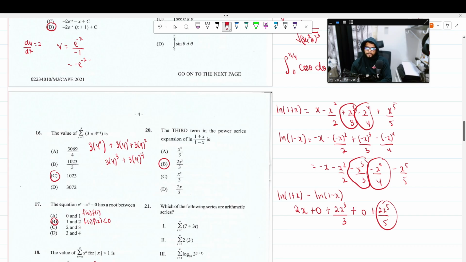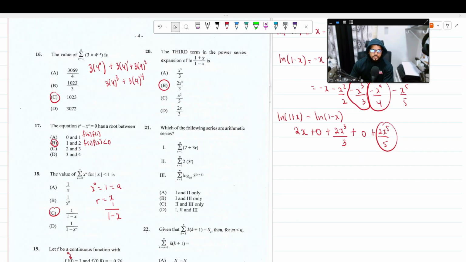So the answer for this is 2x to the power 5 on 5, but the third term, technically speaking, is 2x cubed on 3. Technically.